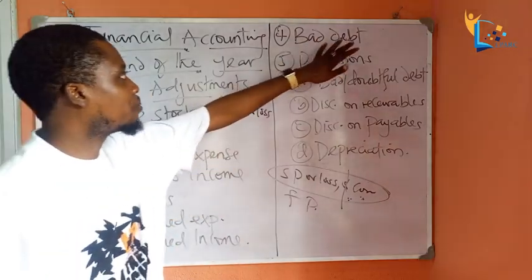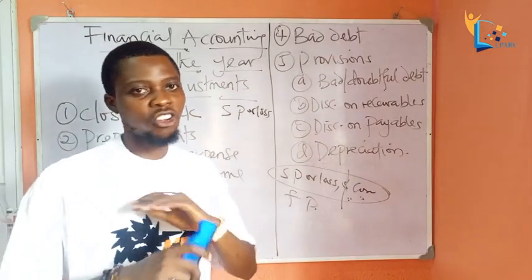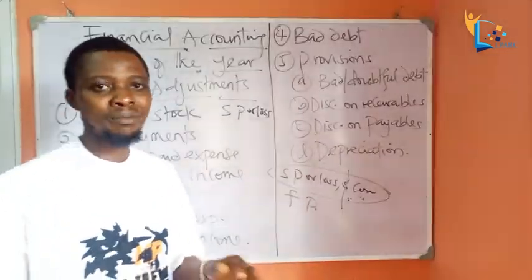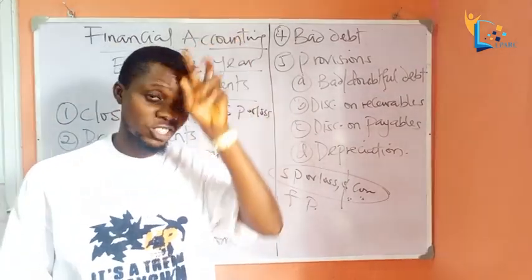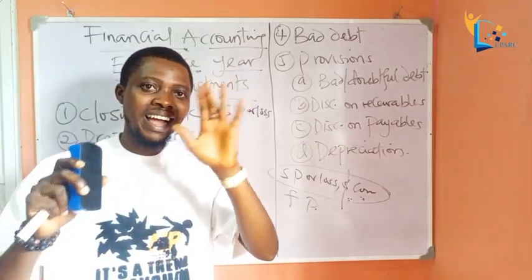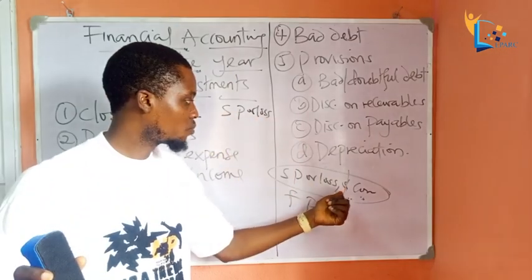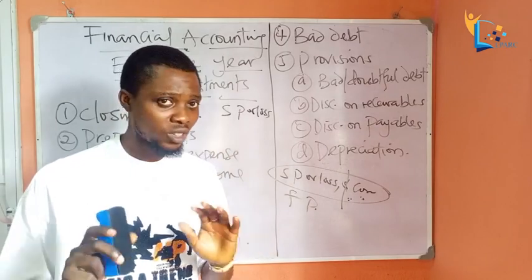Now we have the bad debt. Bad debt is irrecoverable. Now, when the bad debt is stated in the trial balance, you just treat it as an expense under the profit or loss and comprehensive income. Okay? Do you understand it?